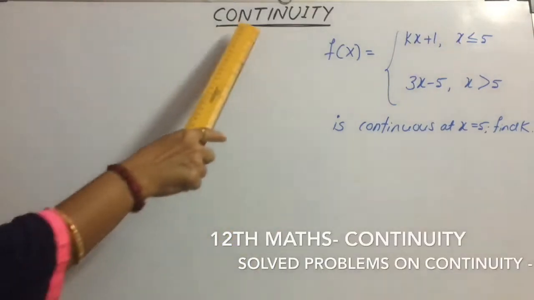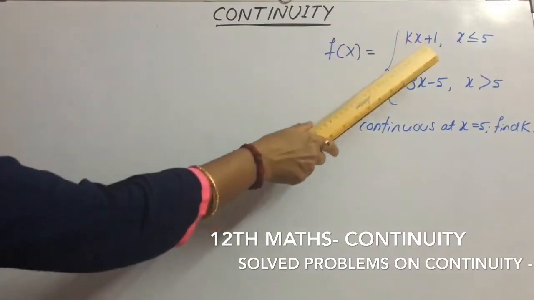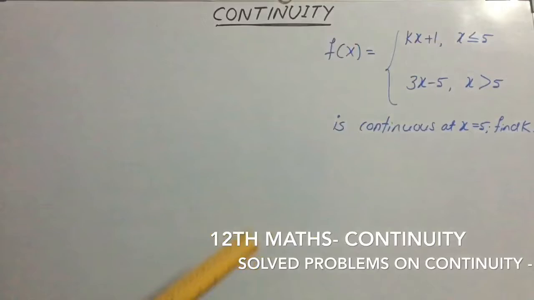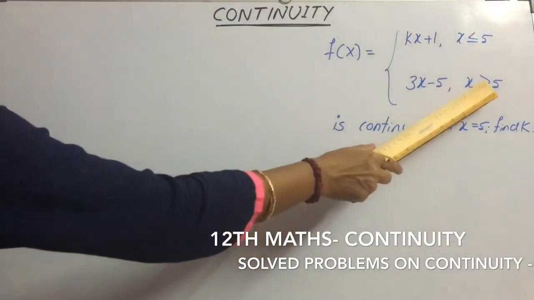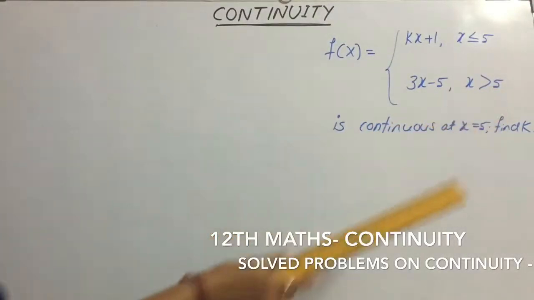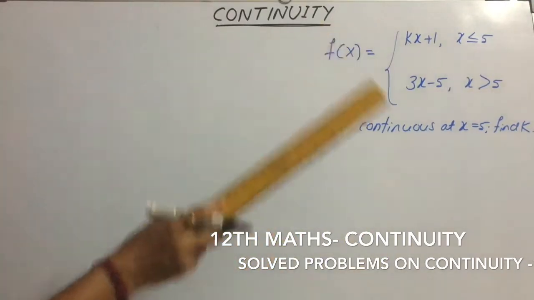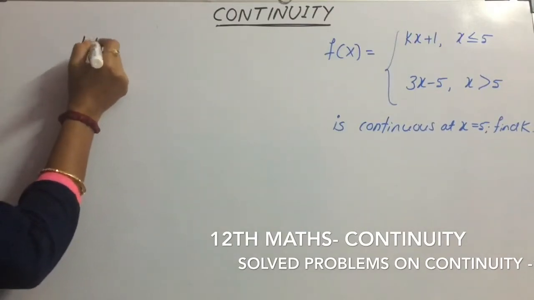Under the concept continuity, consider the question: f of x equal to kx plus 1 if x is less than or equal to 5, and it is 3x minus 5 when x is greater than 5, is continuous at x equal to 5. Find k. We know that when the function f of x is continuous, its LHL value and RHL values are equal.